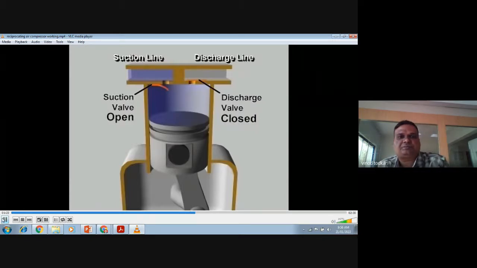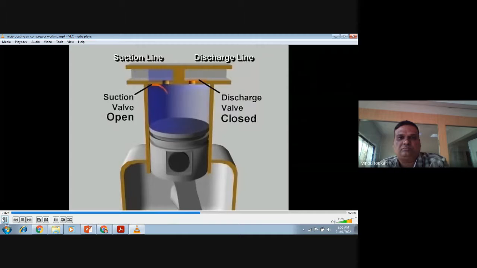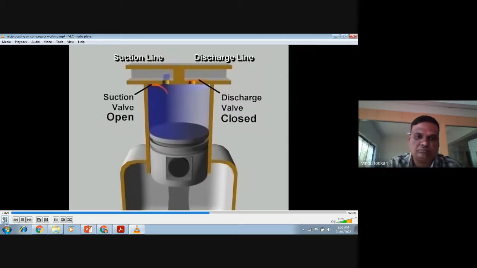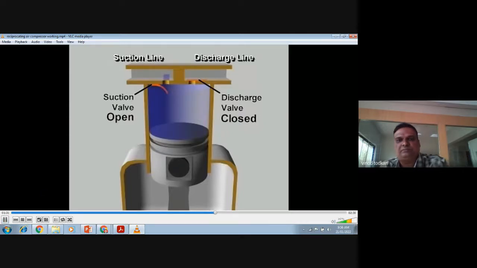Refrigerant vapor flows into the cylinder. The piston continues down and pulls in more vapor until the cylinder is filled. Now see, the piston is at BDC. Now it will start moving from BDC to TDC, right? And this valve is closed as well as this valve is closed, with low pressure vapor at the bottom of its stroke.